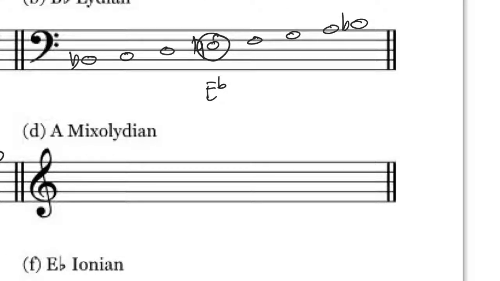Let's go to A Mixolydian. Okay, A Mixolydian, let's write our scale, A, B, C, D, E, F, G, A. Okay, so Mixolydian is a major scale with a lowered 7th scale degree. So A major has C sharp in it, also F sharp. It also has a G sharp, but we need to lower that, so it'd be a natural. Okay, so that would be our Mixolydian scale.